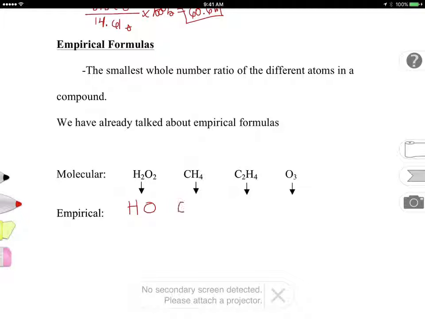CH4, nothing can be made smaller, so this one's going to stay CH4. We're going to end up with CH2. And lastly, oxygen. Okay, so now what we're going to do is we're actually going to go into calculating these values. Okay, calculating empirical formulas.